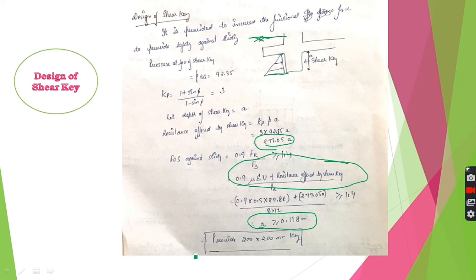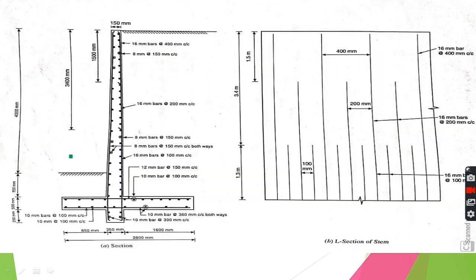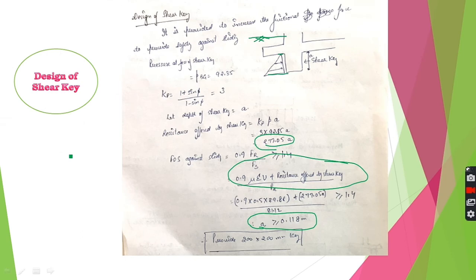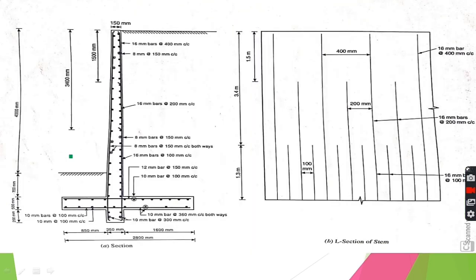Here some assumptions and some values have been taken in a simpler way, but you can do it by the method as I explained in the previous slide. So this was the design of your cantilever retaining wall. Now this is the whole detailing of your retaining wall.